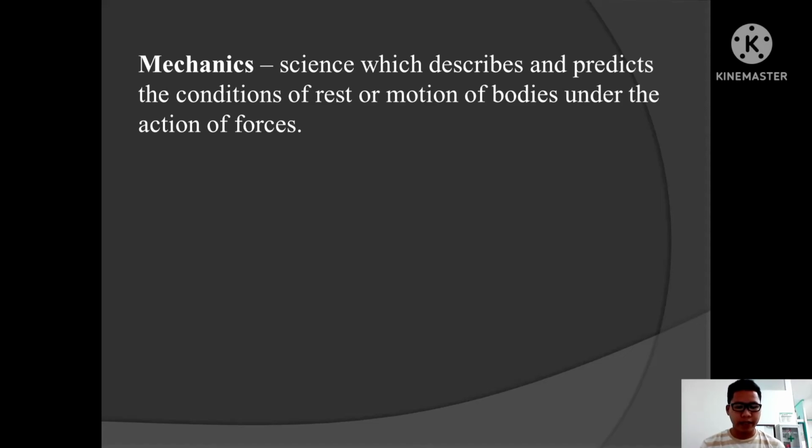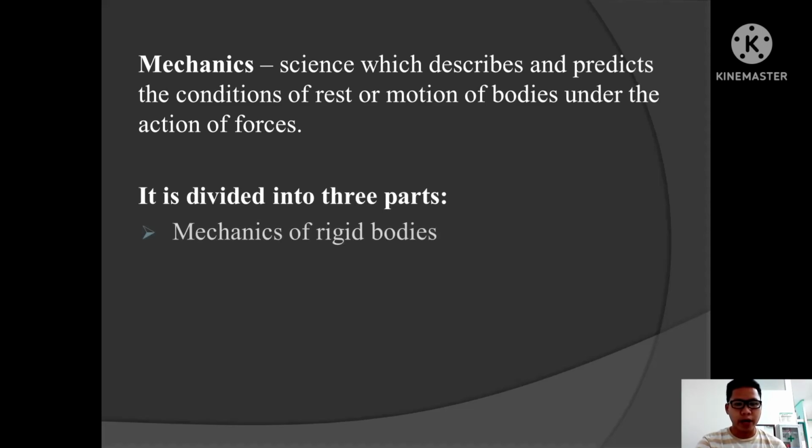That's mechanics. Mechanics is divided into three parts. First, we have the mechanics of rigid bodies. Mechanics of rigid bodies is the idealization of a body that does not deform or change shape, meaning the mechanics of rigid bodies does not change the shape or distort.